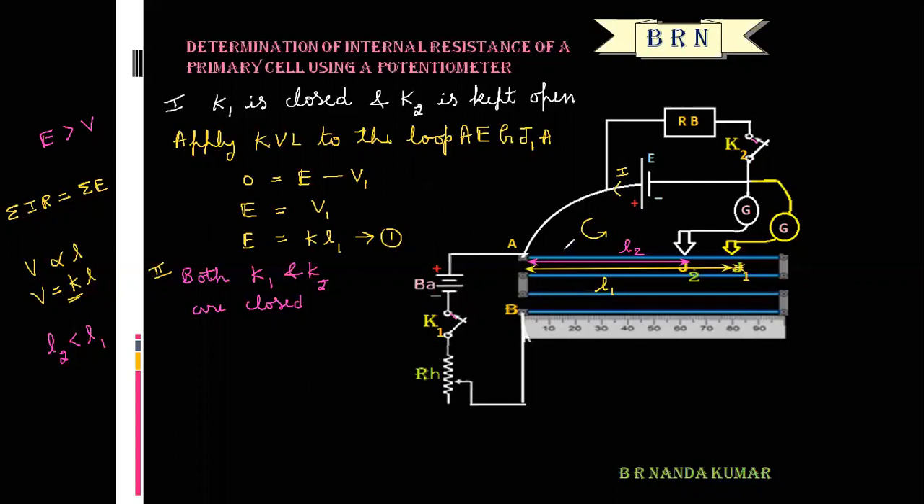Now the potential difference across the cell and the potential difference across AJ2 have the same magnitude, but the direction is quite opposite.